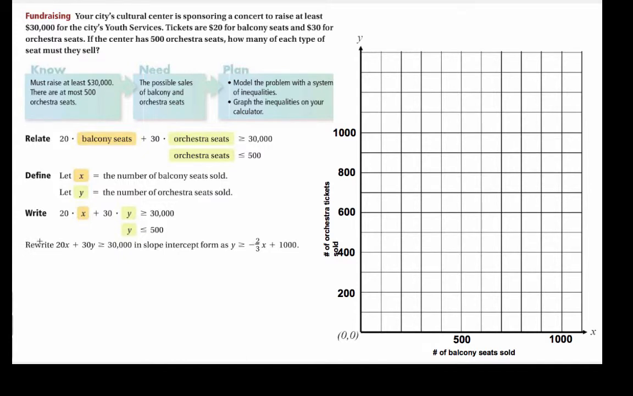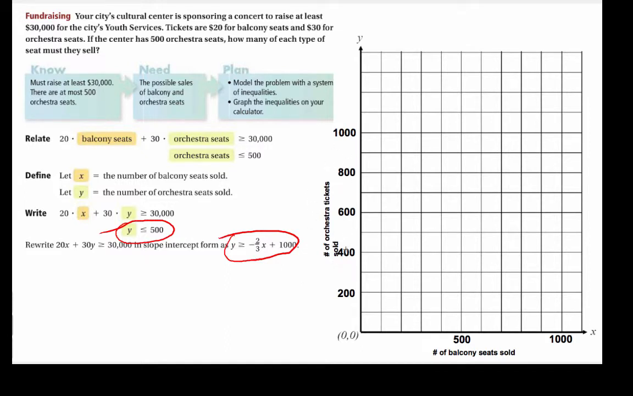And, like I said, the directions up here say graph the inequalities on your calculator. I'm just going to go ahead and do this on paper, because as long as I have a properly scaled graph, and you can see I've set this up ahead of time, we want to rewrite 20x plus 30y greater than or equal to 30,000 in slope-intercept form as y greater than or equal to negative 2/3 x plus 1,000. So we're going to graph this, and we're going to graph this. All right. So, I already have this set up ahead of time.